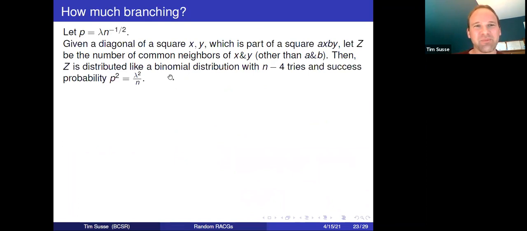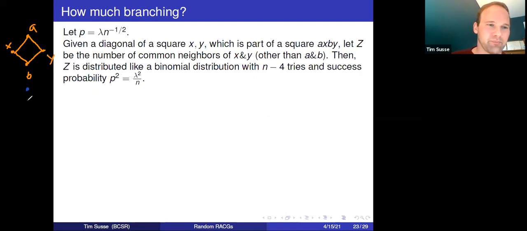Okay, and so what we actually have to determine is exactly how much branching we can expect from a given vertex. So here our density p is going to be some lambda times n to the minus 1/2, since we know our threshold's somewhere around there. So if we start with the square, and I'll draw it off to the side, let's say ABXY. Then what we want to do is find all of the common neighbors of X and Y in gamma, because all of their common neighbors will form a whole bunch of squares with that same diagonal XY.